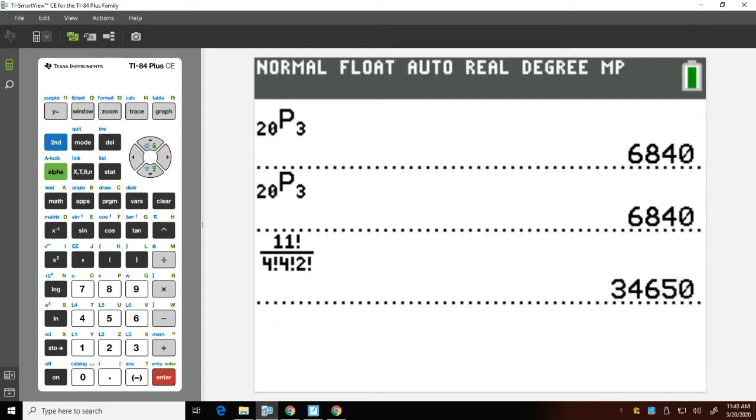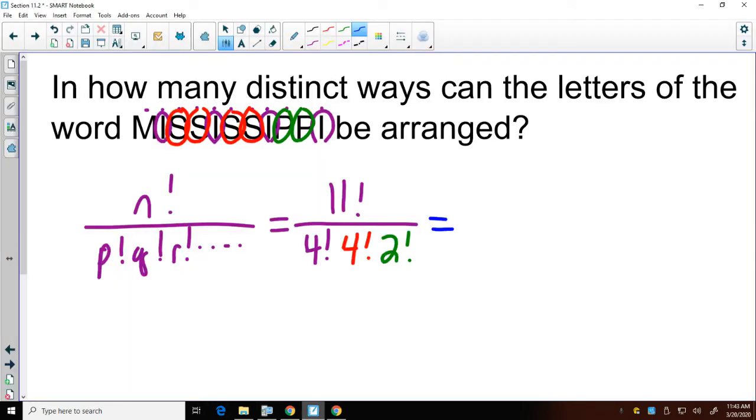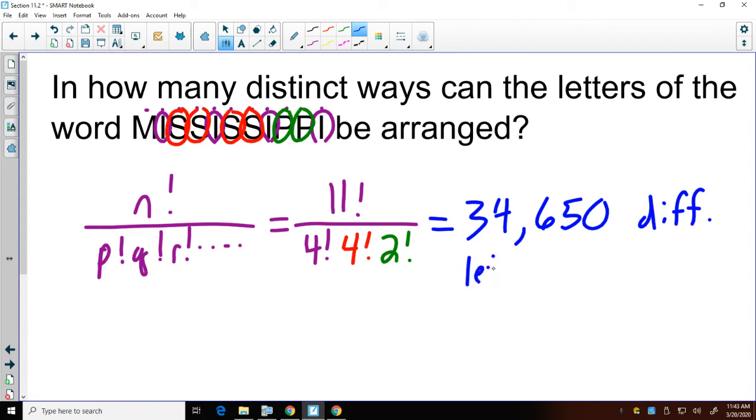That's how many ways we can rearrange those letters into distinct patterns. 34,650 different letter arrangements.